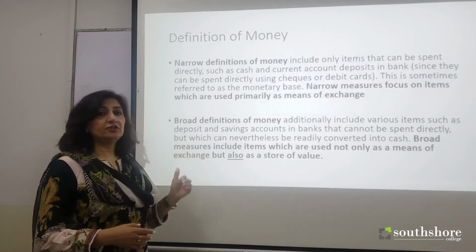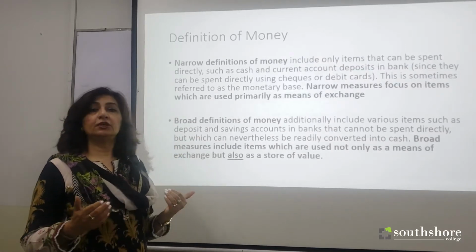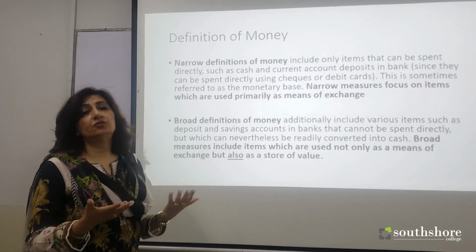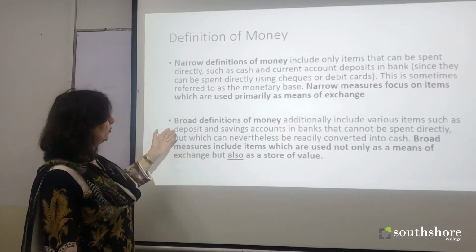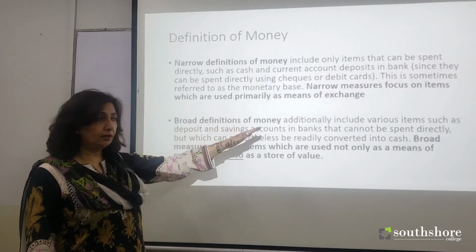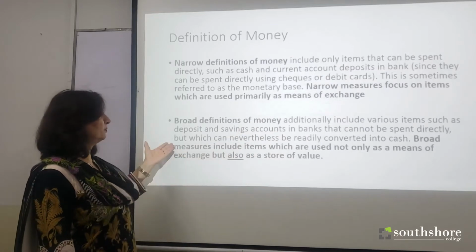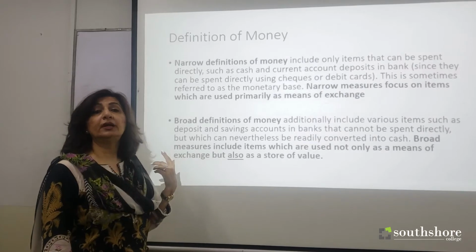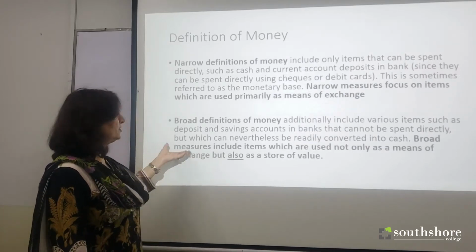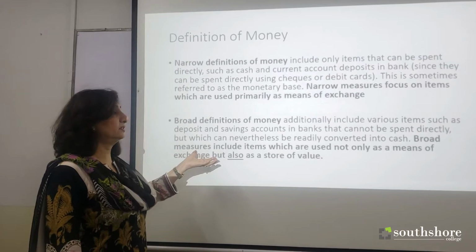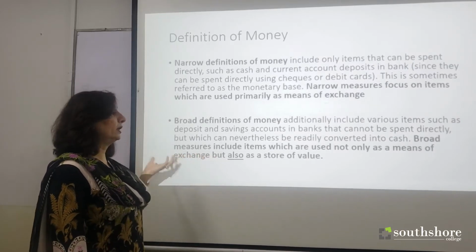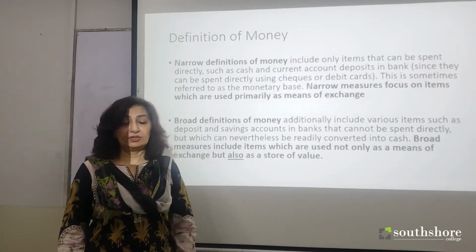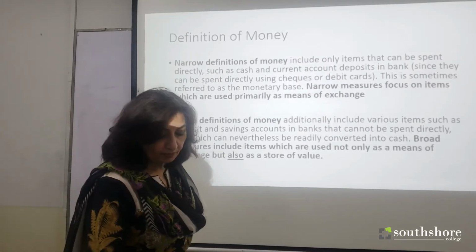When we do broad definitions of money, we will realize that broad definitions include the narrow definition when money is used as a medium of exchange, plus when it is used as a store of value. So, broad definitions of money additionally include various items such as deposits and savings accounts in banks that cannot be spent directly. These are your time deposits, okay? But which can nevertheless be readily converted into cash. Broad measures include items which are used not only as a means of exchange but also as a store of value. These are the definitions of what money comprises.